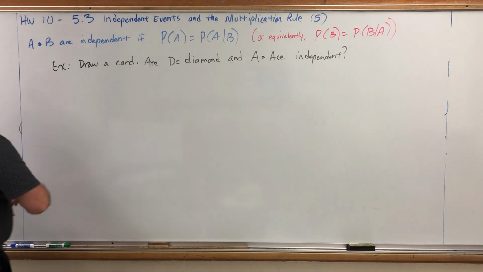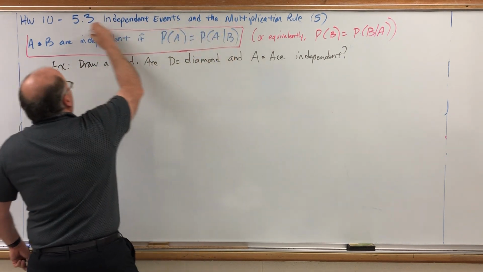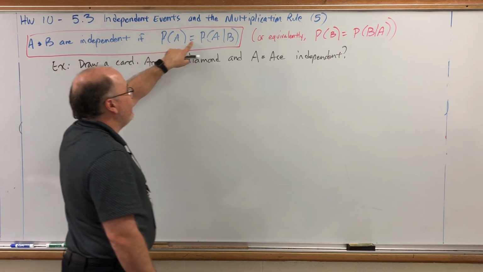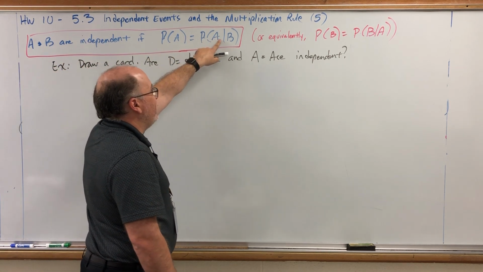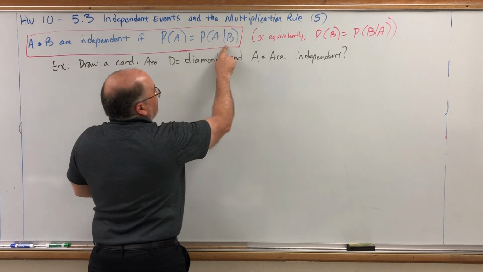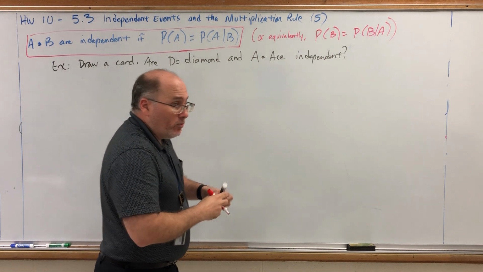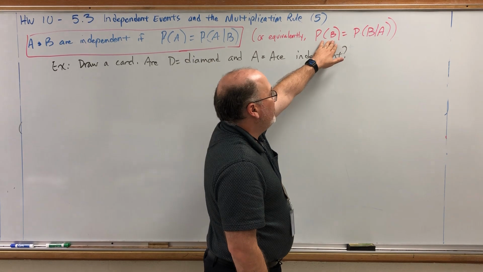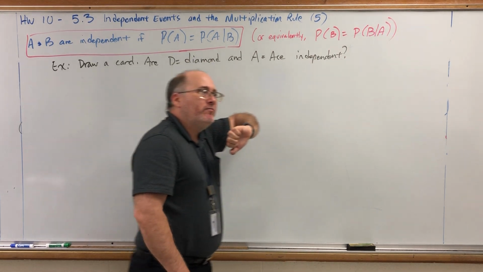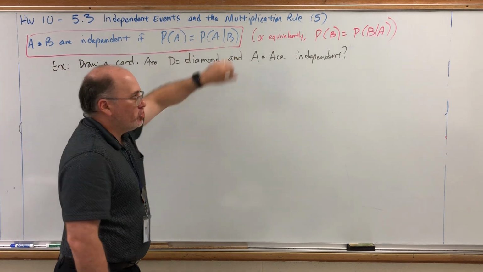I've written on the board, and I want to put it in a red box, the definition that we gave for independent in the previous video. A and B are independent if the probability of A equals the probability of A given that B has occurred. In other words, the probability of A doesn't change if I stick a condition on it. And by the way, you can work it in either order. You can say the probability of B equals the probability of B given that I put A as a condition on it. So the probability stays the same regardless of whether or not there's a condition on it.